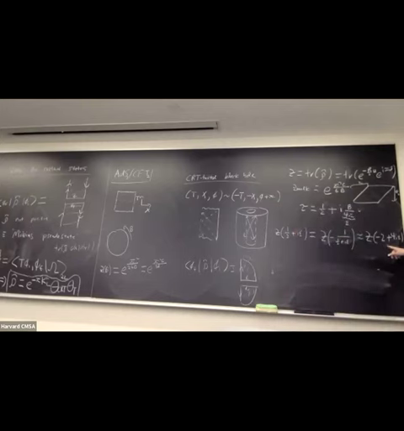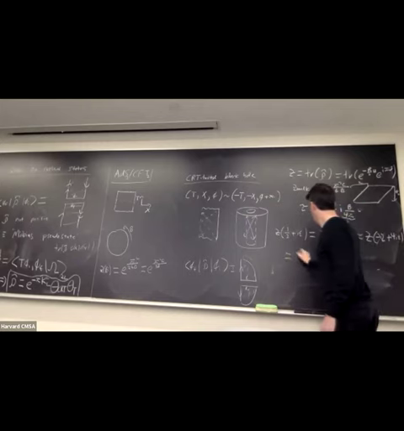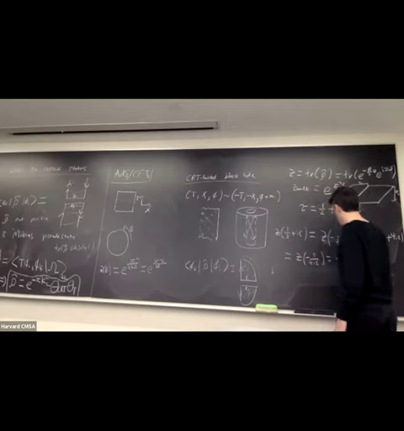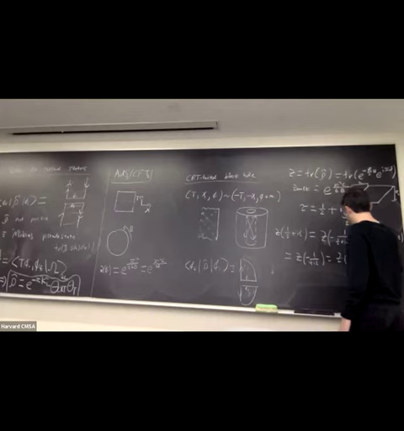I can do a T transformation to get rid of the 2 minus 2s. Okay. And then now finally I can do S again. So this is minus 1 over 4 i epsilon, or just Z of i over 4 epsilon. Okay.